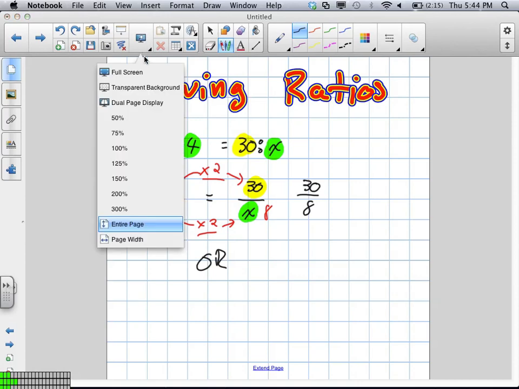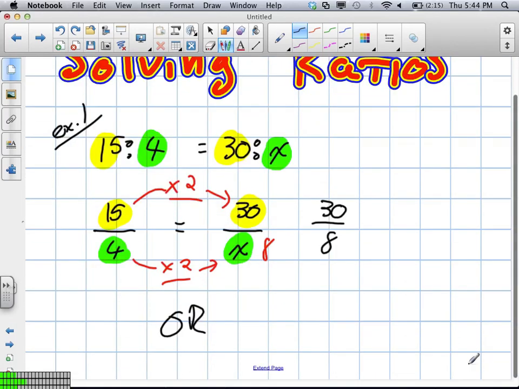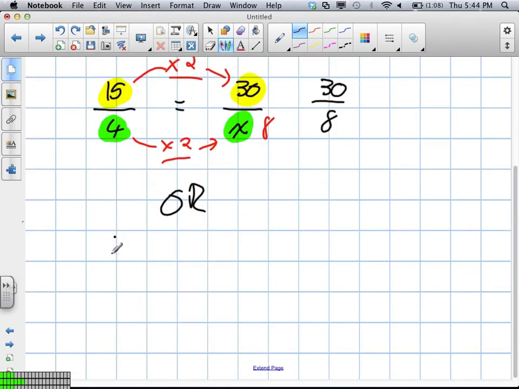Now, I'm hoping you still remember how to turn it into the fraction, because we still want it in fraction form. But instead we do 15 over 4 is equal to 30 over x. Well, when you have equivalent fractions, you do something called cross multiplying.